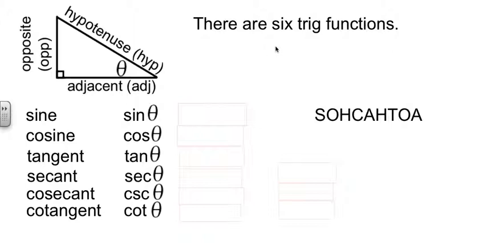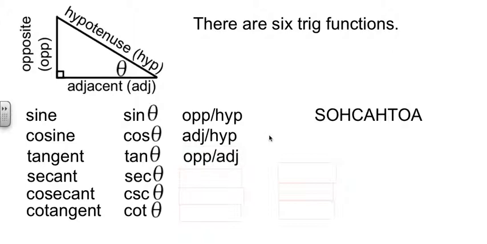There are 6 different trigonometric functions, and I have them listed here for you: sine, cosine, tangent, secant, cosecant, and cotangent. Sine is defined as being the opposite side over the hypotenuse. Cosine is the adjacent side over the hypotenuse. Tangent is opposite over adjacent.